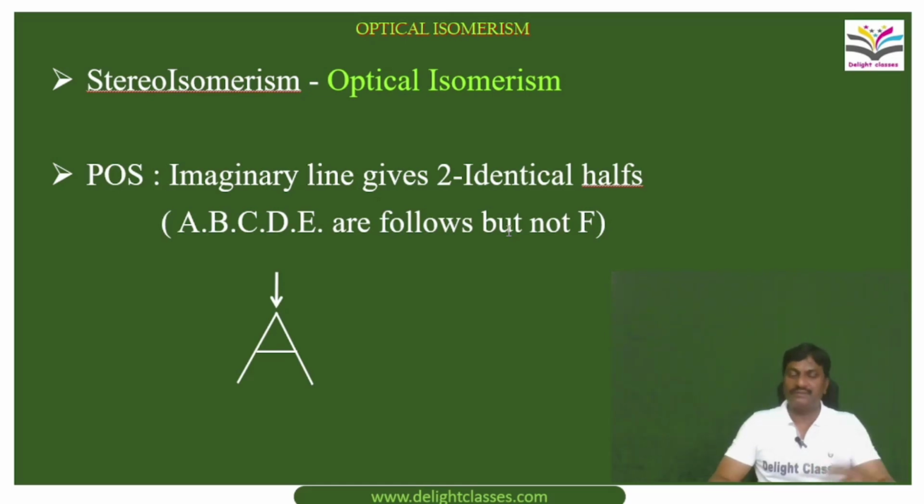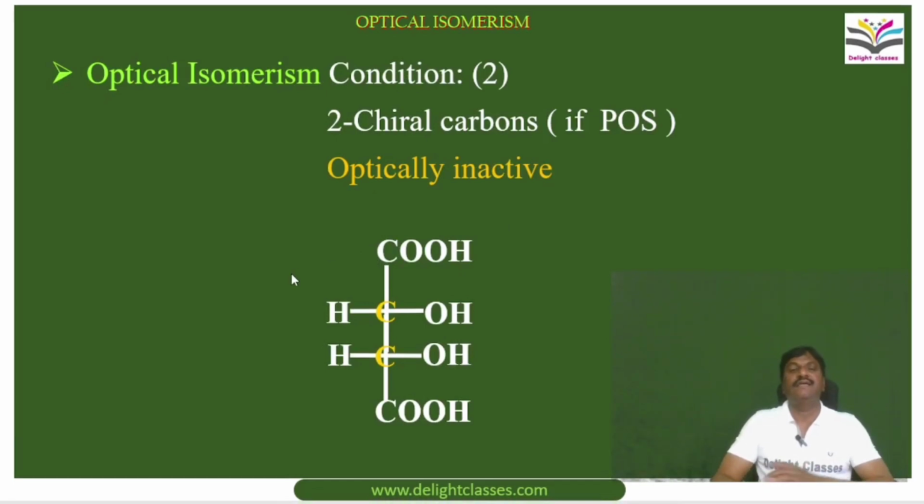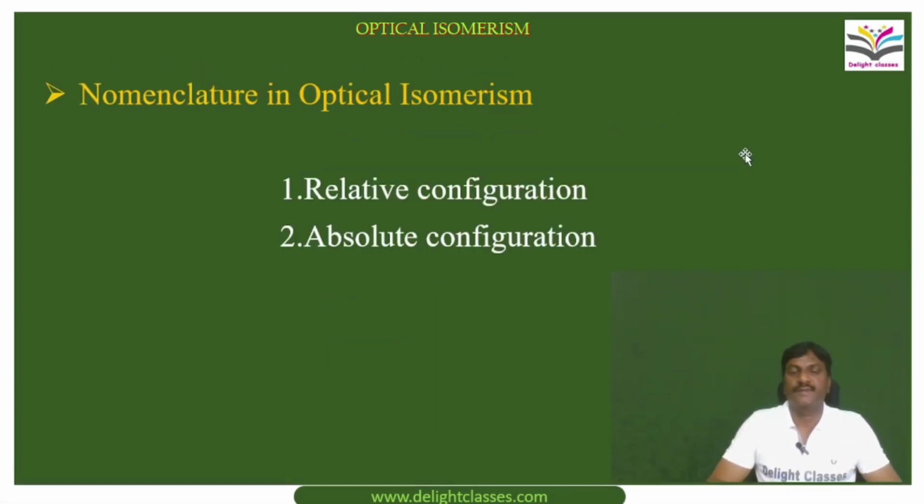Now again, see the previous example. There are two chiral carbons. But if you draw a line between hydrogen and hydroxyl group, it gives two identical halves. That's why it is optically inactive.